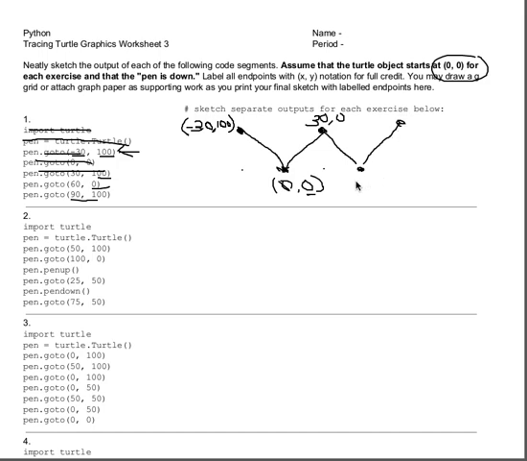So labeling these points, I have 60, 0, and right here would be 90, 0. Now, if you need graph paper, then use it. But if you're in a time situation where graph paper is not available, I hope you could sketch something out like this relatively accurately. There's an answer to number 1.